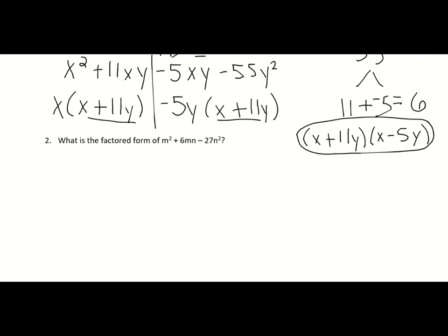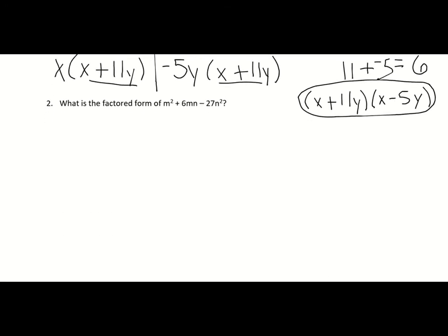So let's take a look at number 2. We're going to factor m squared plus 6mn minus 27n squared. So I'm going to take the number in front of m squared, in this case 1, and multiply it with negative 27 to get negative 27. And I need two numbers that multiply to negative 27 that add to that middle number 6. In this case, 9 and negative 3.